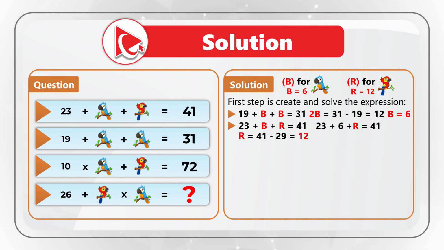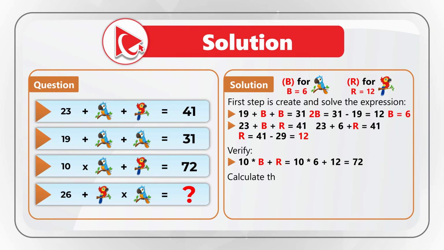Technically, we don't even need a third expression, because having first and second expression allows us to solve both variables. But let's use the third expression to verify that our calculations are correct. 10 multiplied by blue parrot B plus red parrot R equals 10 multiplied by 6 plus 12. 10 multiplied by 6 equals 60. 60 plus 12 equals 72.